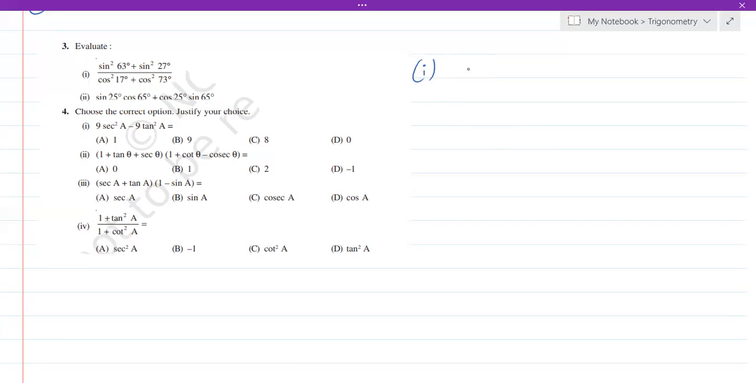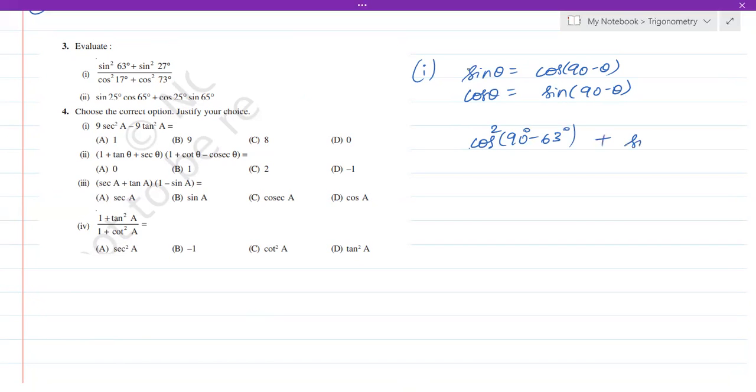Okay, sine square 63 degree. If you remember, sine theta can also be written as cos of 90 minus theta, very, very important. Or the other way, cos theta can also be written as sine of 90 minus theta. Using this formula, observe sine square 63 degree. Now forget about the square. Sine 63 degrees, here theta is 63. Sine 63 can be written as cos of 90 minus 63. Now since it is square, let's square it. That's all we are going to do.